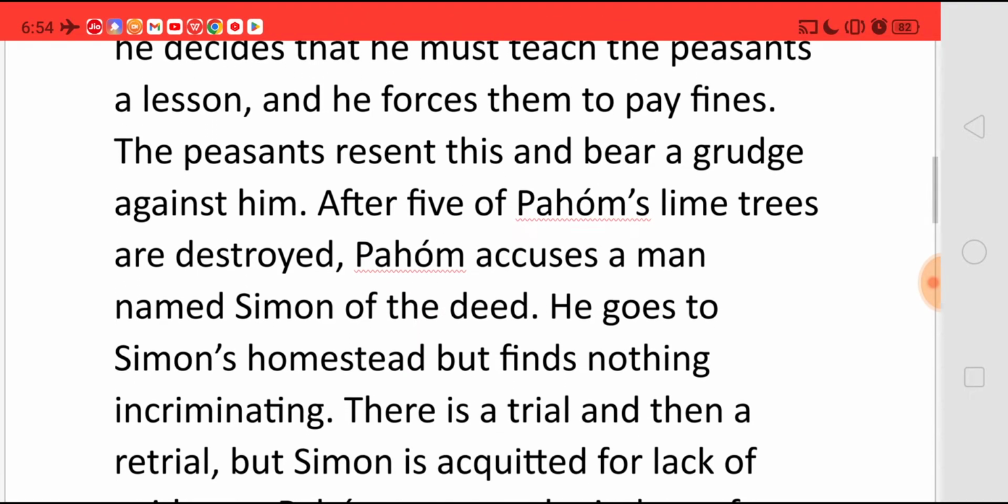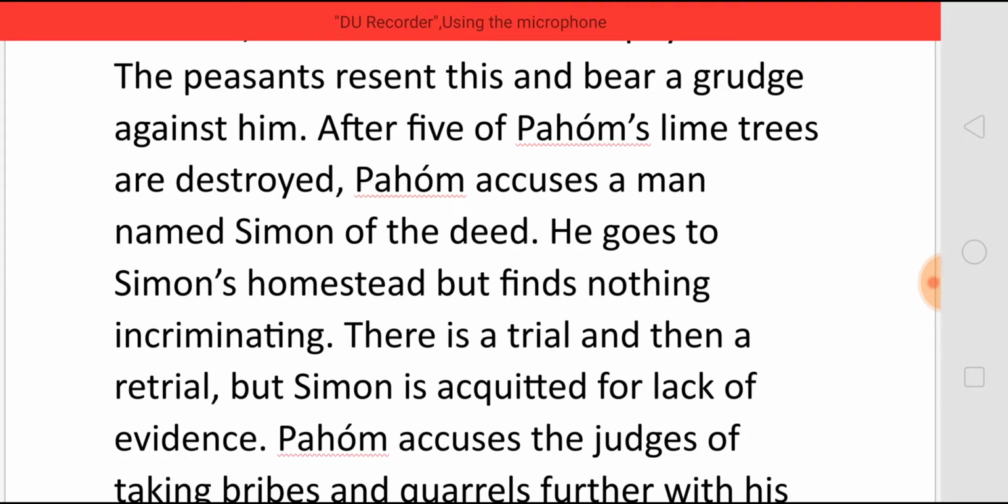And once, about 5 of his lime trees are destroyed. And so Pahom accuses a man named Simon of causing this. And he goes to Simon's homestead, but he is not able to find any proof that only Simon had caused this destruction. And then he goes to the court and there is a trial and then a retrial. And Simon is acquitted for lack of evidence because Pahom is not able to prove that Simon alone was the cause for the destruction of the 5 lime trees.